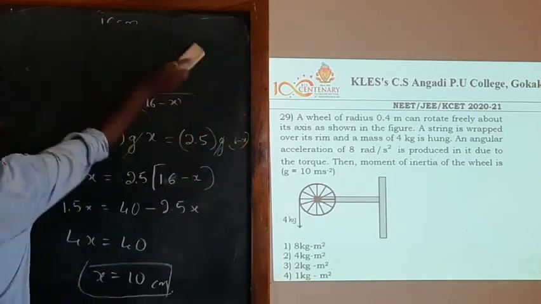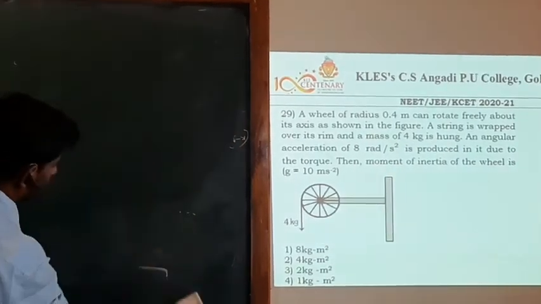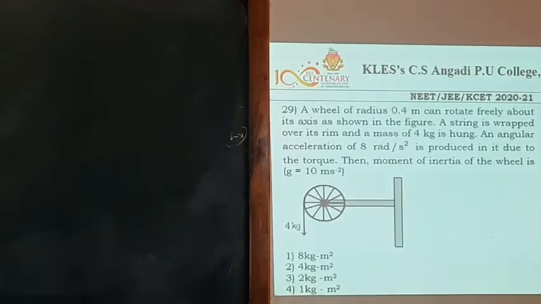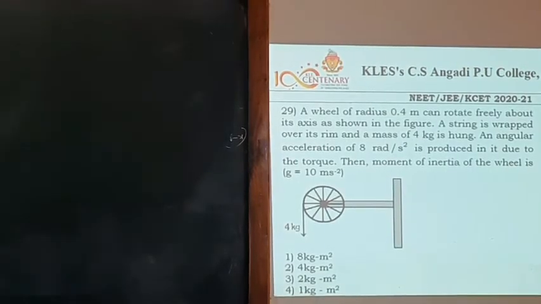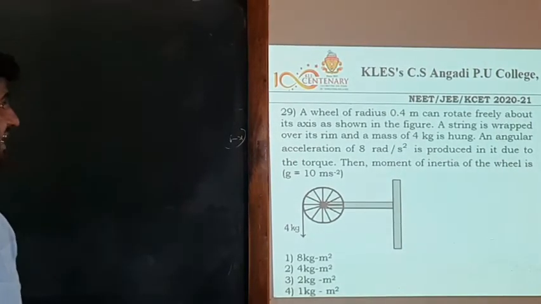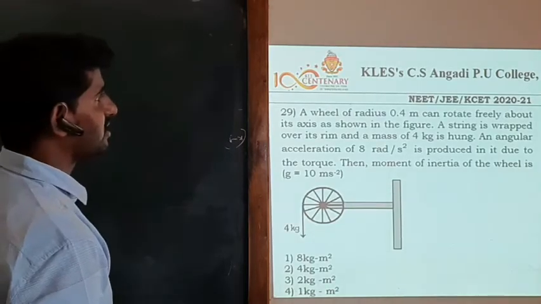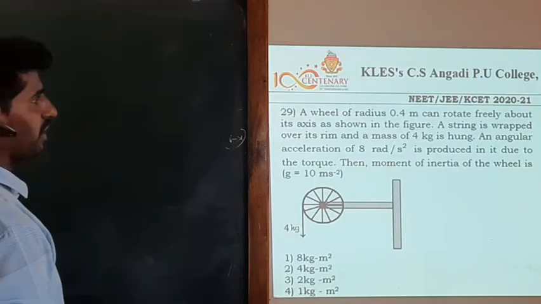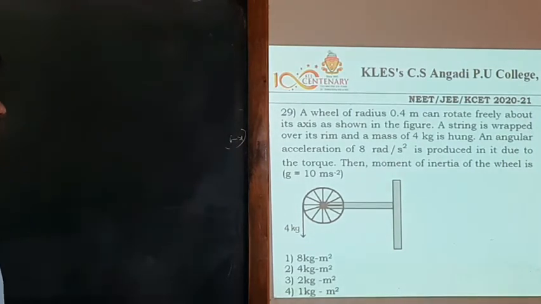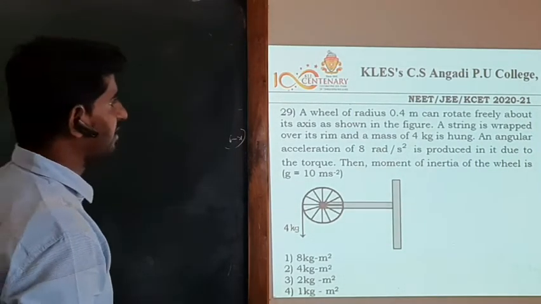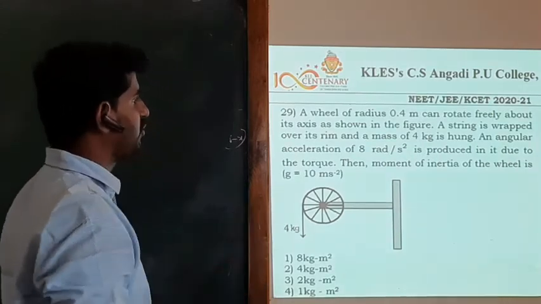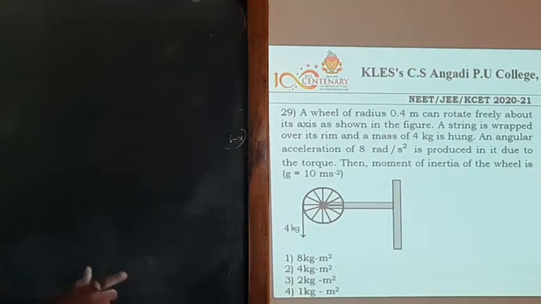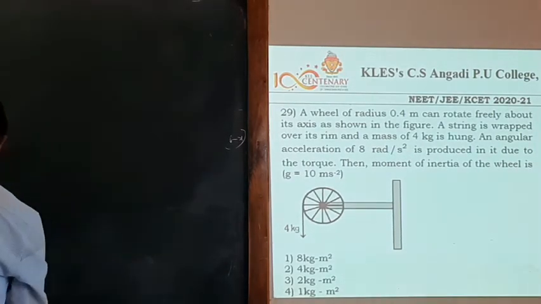Okay, next question. A wheel of radius 0.4 meter can rotate freely about its axis as shown in the figure. A string is wrapped over its ring and a mass of 4 kg is hanged. An angular acceleration of 8 radian per second square is produced in it due to the torque. Then the moment of inertia of the wheel is?